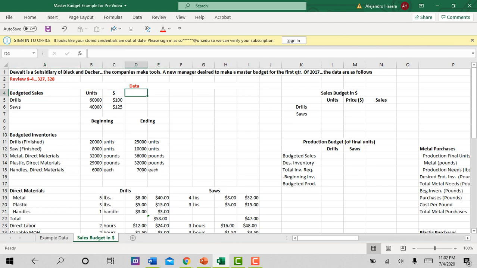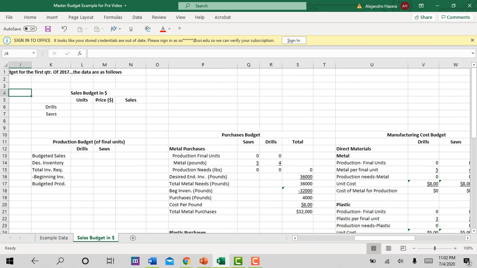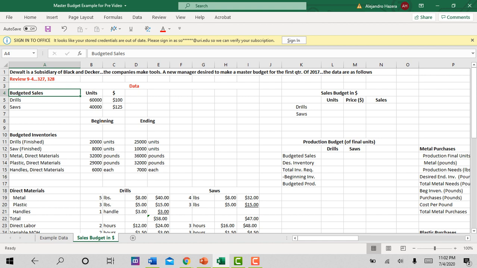After we get out, this whole worksheet is going to work out to the right here. And so the data is going to be here, and then the first two budgets, the sales budget and the production budget of final units, is right here. Okay, so here's the data for the example.